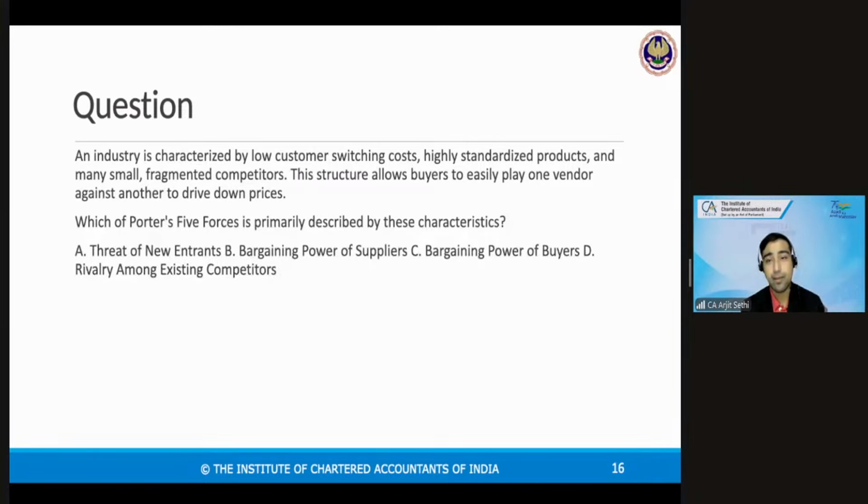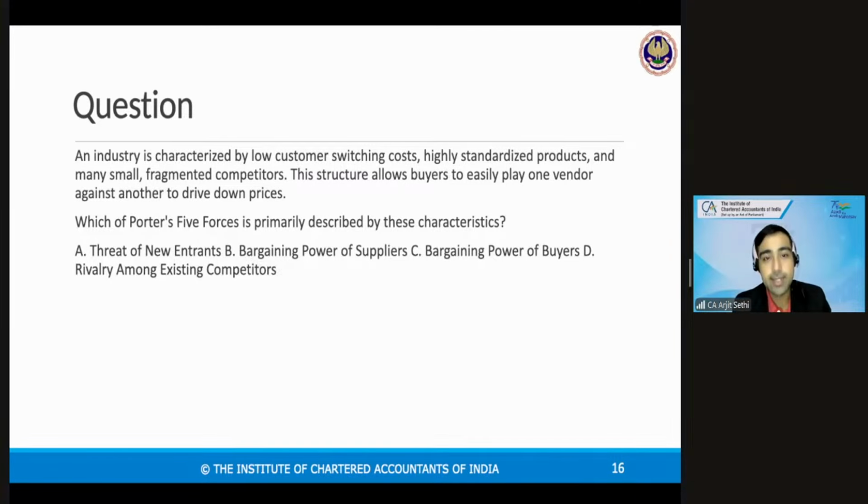They can. Now, which Porter's 5? Okay, Akam has already said, yeah, up question. You stop reading the question. I've already given the answer. Okay, Akam, thank you. Which of Porter's 5 forces is primarily described by these characteristics?